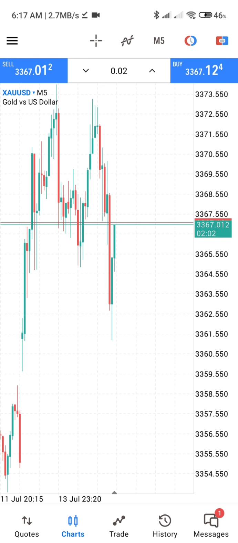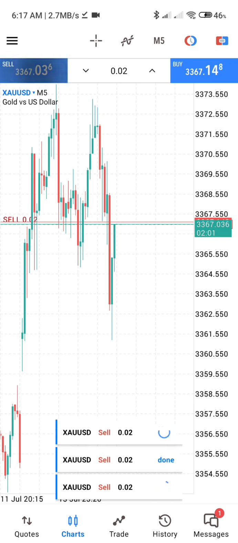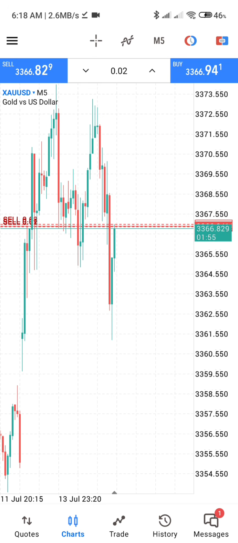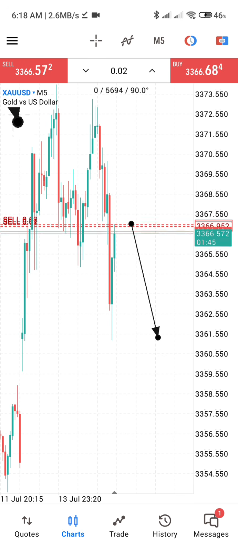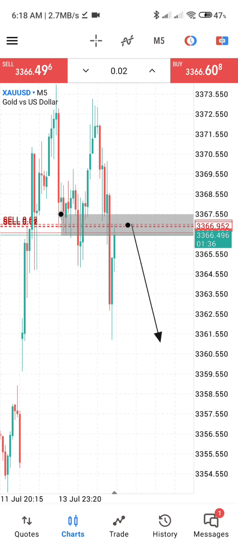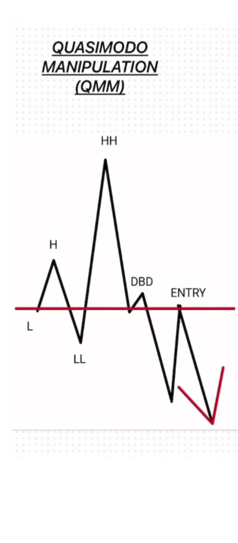Today we will flip our $10 to $5K. So let's start our challenge. First of all, we can see here a good sell opportunity. Then we have opened our trade. I'm thinking price can fall anytime. So that's our selling zone.